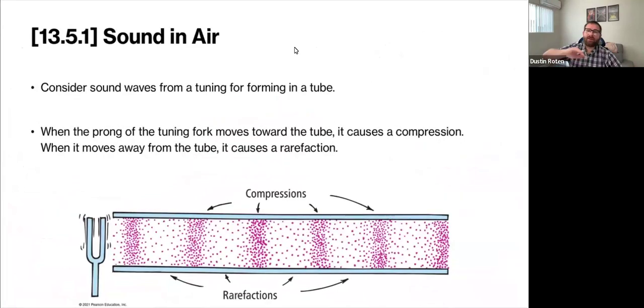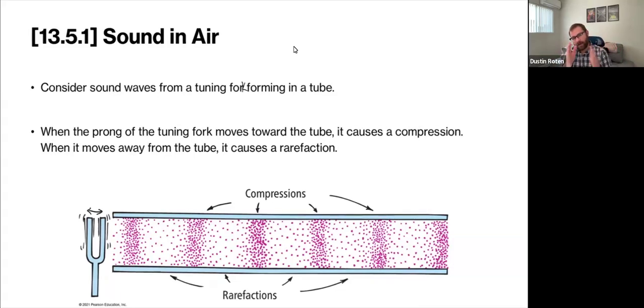Let's think about this again in terms of more periodic sound, so it's not just a single pulse. So let's consider the sound waves from a tuning fork. Oh, this should say a tuning fork. There we go. And this tuning fork is going to form sound waves in a tube. So when the prong of the tuning fork moves toward the tube, it causes a compression.